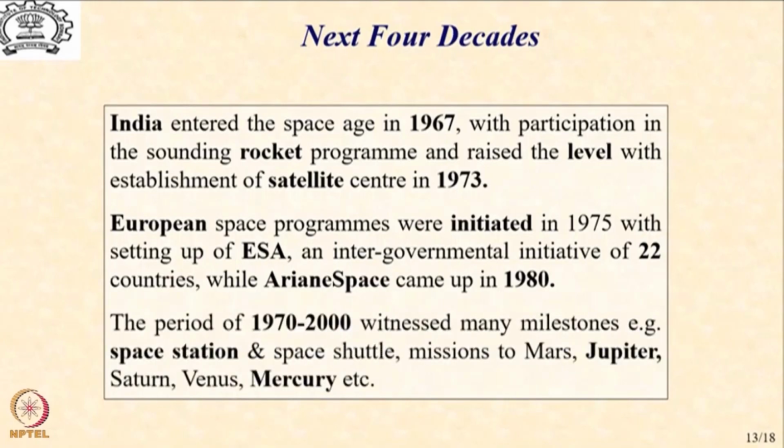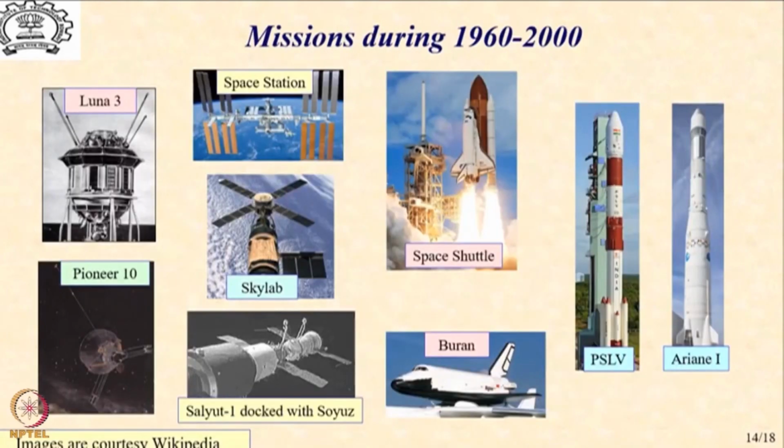Of course, this period of 1970 to 2000 witnessed many milestones. There are space stations and the space shuttle, missions to Mars, Jupiter, Saturn, Venus, Mercury, etc. So I just thought I'll give you a snapshot of the various objects that came into being and also sustained themselves. These images that I have taken are all courtesy Wikipedia.